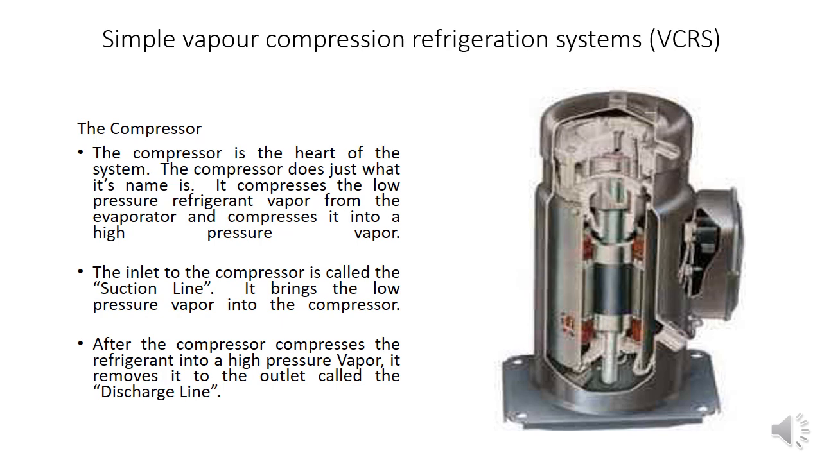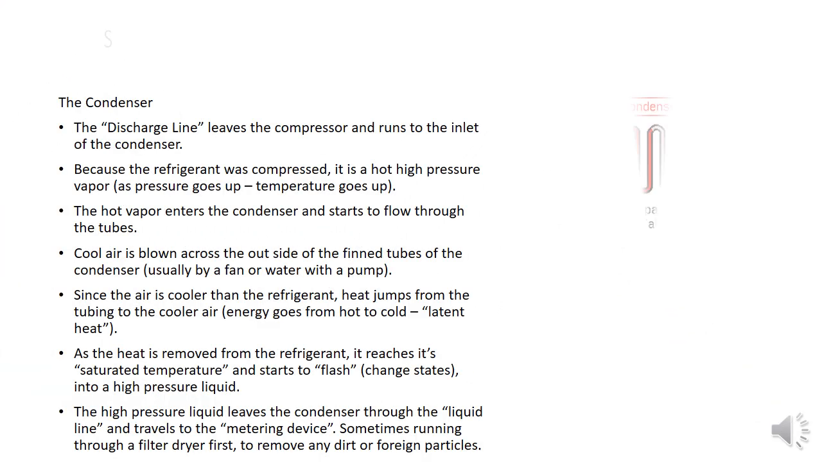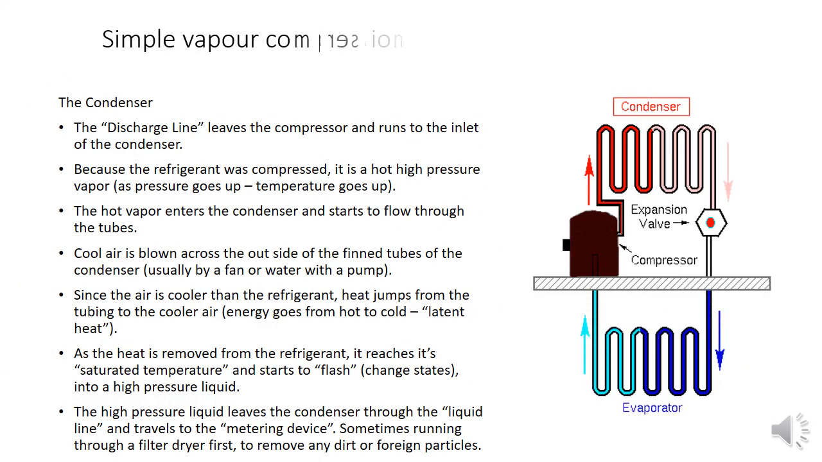Generally the compressor inlet is known as the suction line, and the compressor outlet is known as the discharge line. This is a representation of the condenser basically. So the condenser is attached to the compressor on the top side, and on the bottom side the evaporator is attached to the compressor. The discharge line of the compressor, the outlet of the compressor, is connected to the condenser.